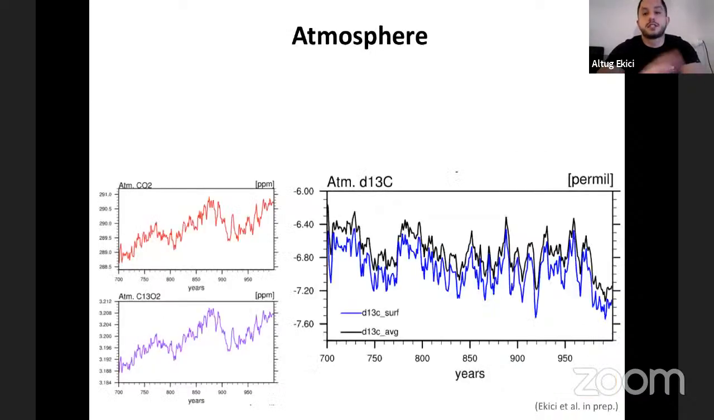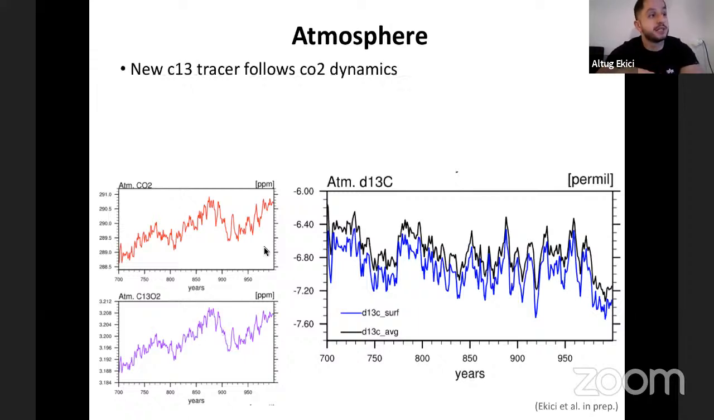Yes. So let's start with the atmosphere. As we see in here, the CO2 is more or less around 290 ppm. And now the new 13CO2 value that I have added is following the same pattern. The new C13 follows the CO2 dynamics, and they are around 3.2 per mil.